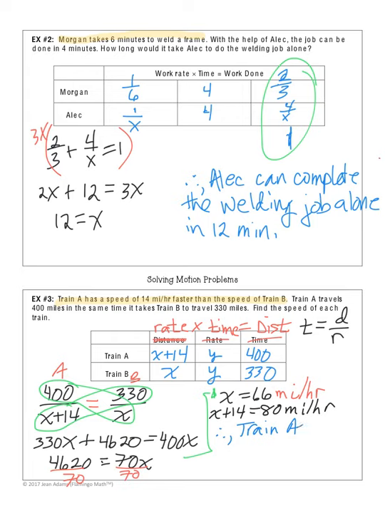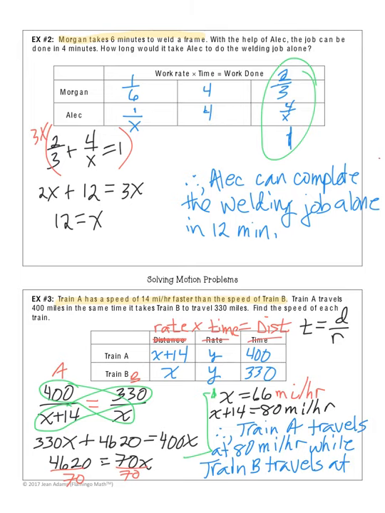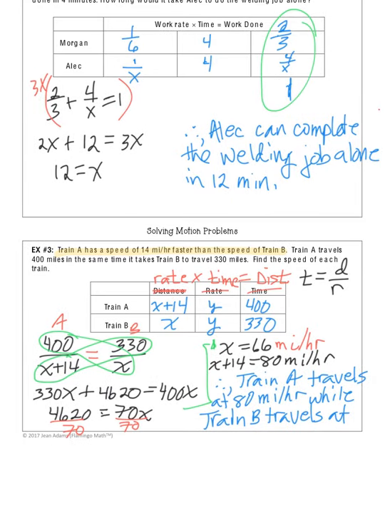So train A travels at 80 miles per hour, while train B travels at, see if I can move this up. Oh, perfect. At 66 miles per hour. And that's it. All right, let's look at example 4.